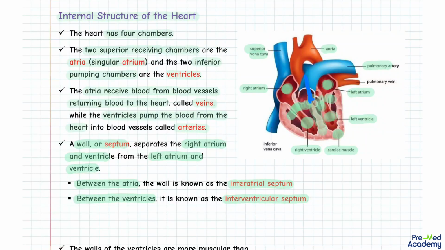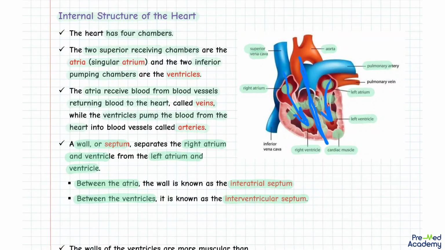It's important to understand that there is no direct connection between the left and right sides of the heart. We'll learn how blood passes through the heart in much detail in a few slides, but blood always flows from the left atrium to the left ventricle and out of the heart, and from the right atrium to the right ventricle and out of the heart. There is no passageway between the 2 sides.